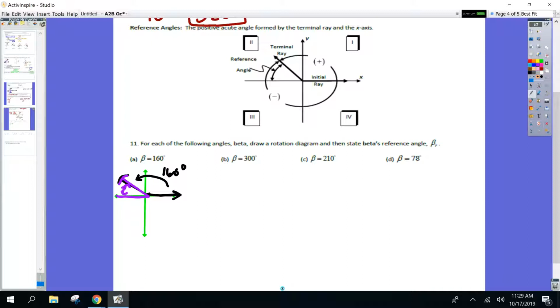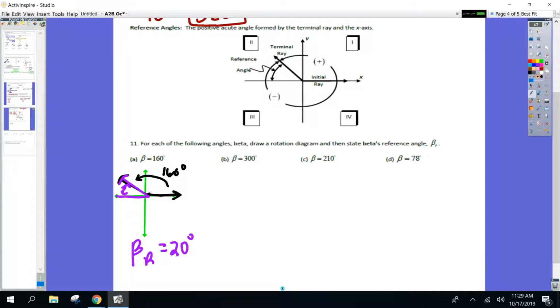So the way we're going to represent that is we're going to put our symbol beta with a subscript of r. Guess what the r is for? What are we finding? Reference angle, yes. So the reference angle for 160 is 20 degrees. Okay? We're just finding them for now. We're actually going to do something with them later on next week.